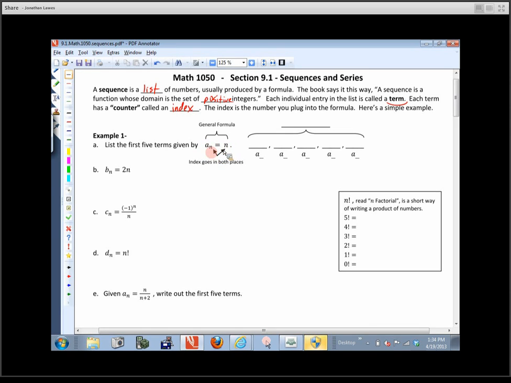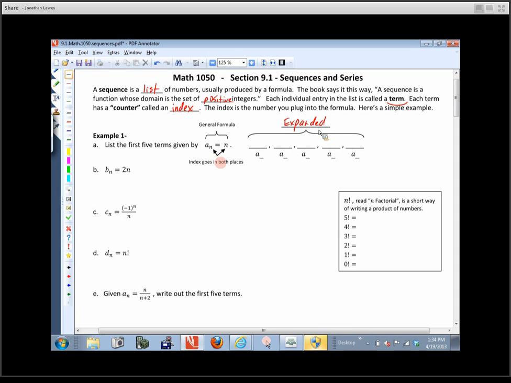Okay, now this is the index. And the index goes in 2 places. And I need you to listen to this very carefully. The index goes right here. It's the subscript. It tells you what term you're on. And it gets plugged into the formula that produces the terms. Okay, so this is called an nth term formula, or a general formula, and we're going to write this in what we call expanded form.